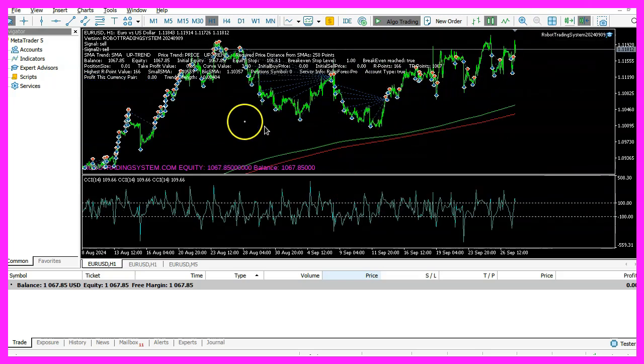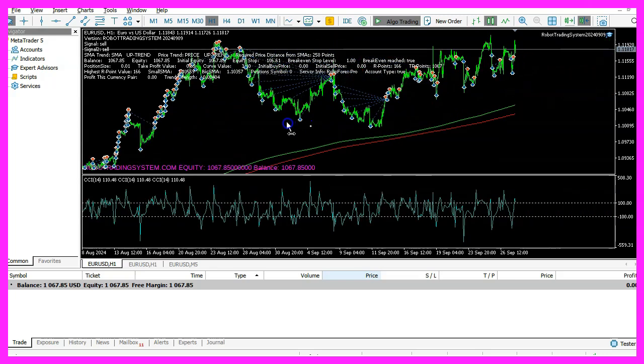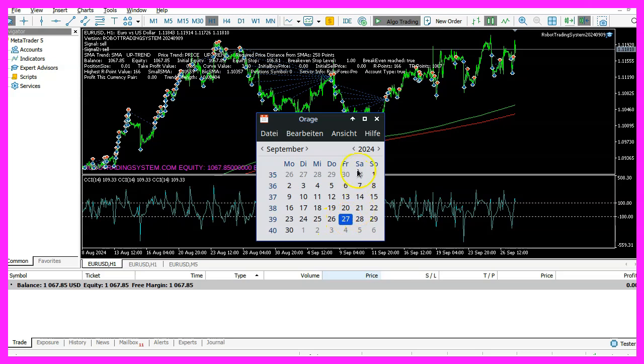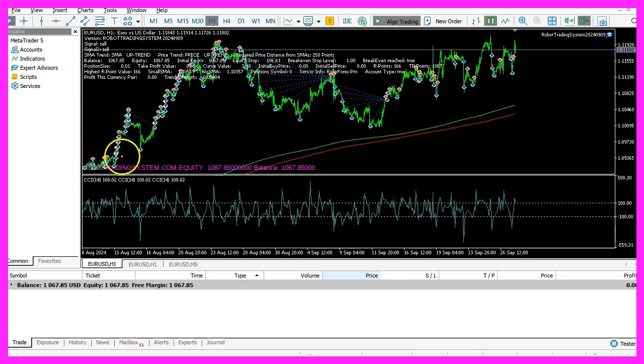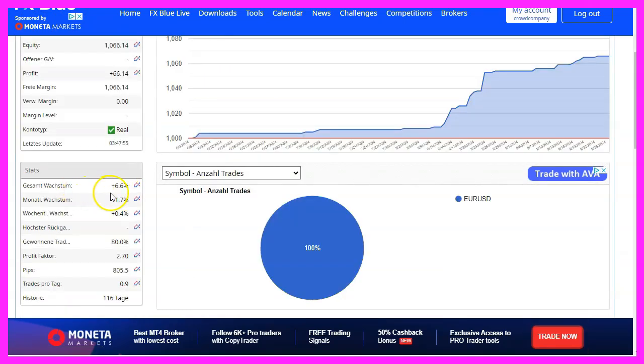So let's zoom out even more. And you see all the time, starting from the beginning of August until today, which is September the 27th, we had a long-term uptrend and we made a lot of trades, and that led to a lot of small profits. In this case, we are about 6.8% profitable. Actually, let's have a look at the FX Blue stats for the system. It says 6.6%. This is in German because my operating system is in German, but you could check out all the stats in the language that you prefer.